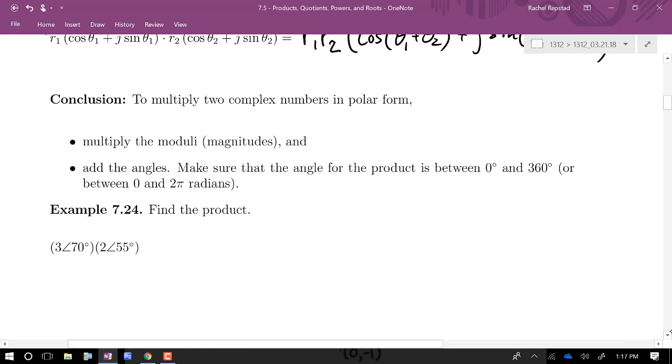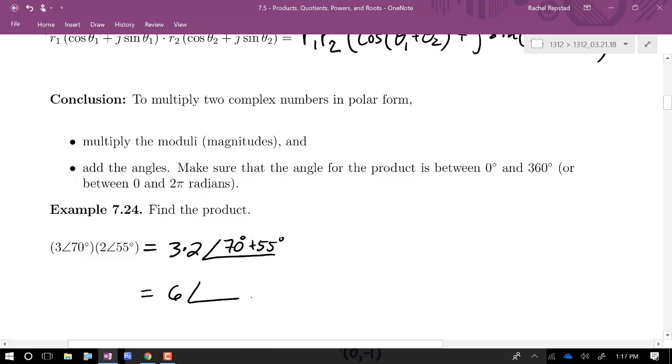Then we want to make sure that the angle we give is between 0 and 360, or 0 and 2 pi if in radians. Just like with vectors, we want a standard position angle that accounts for one go around the circle. So here's a quick product to find. It'll be very little work involved here. See how much space I allowed for this problem. It'll be quick. All we have to do is multiply the two moduli and add the angles.